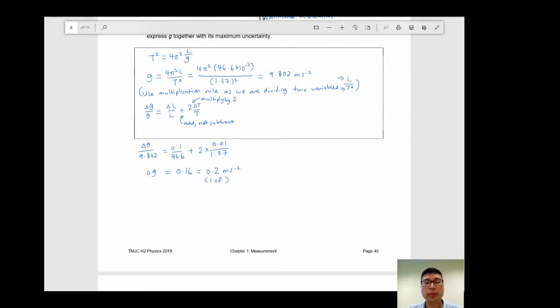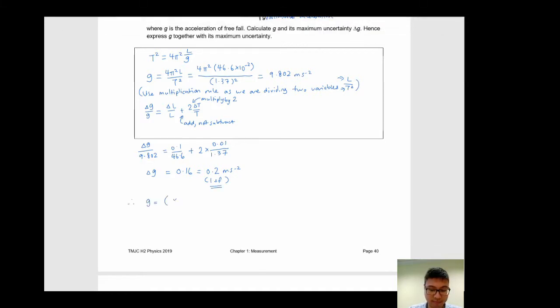Now remember, absolute uncertainty is always expressed to one significant figure. So that's the answer for question 12.